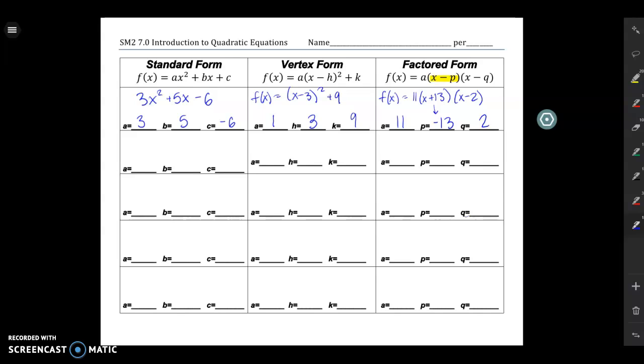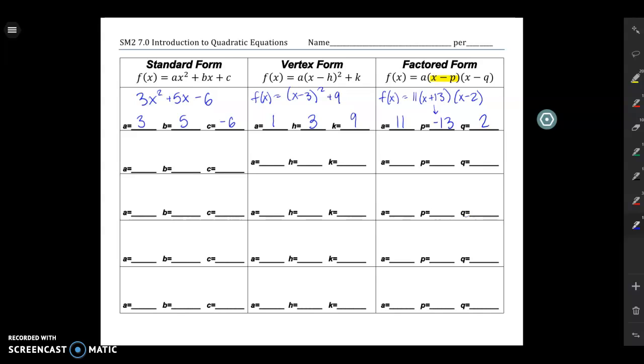A couple things to be aware of. Just so you know, why would we even care about A, B, C, or H, or K, or P, or Q? Well, as we move forward in this unit, we're going to start graphing these quadratic equations, and these different numbers, the B, the C, the P, or the K, they tell you different things about the graph. So we want to be really fast at recognizing what those numbers are, because then when we get to graphing, it's going to speed up that process quite a bit for us.